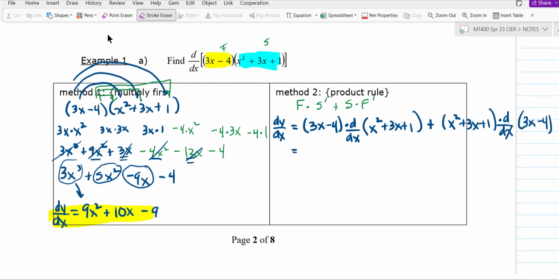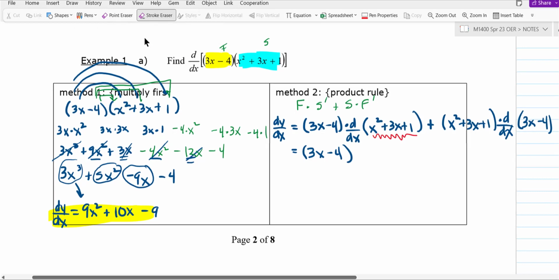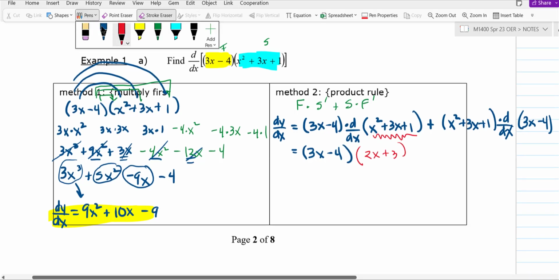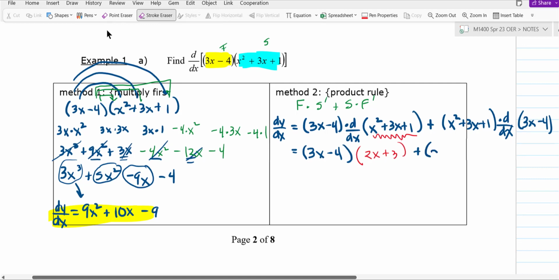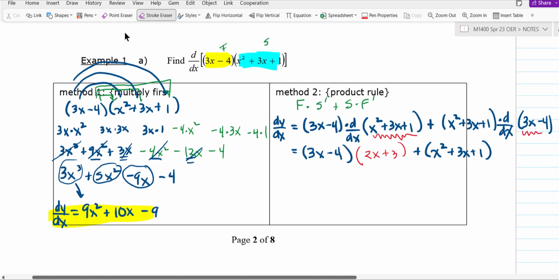Now, the next thing I'm going to do is bring the 3x minus 4 down. And again, we're just going to work out these two derivatives. Okay, so the derivative of x squared plus 3x plus 1, what is that in your head? 2x plus 3, good. So we just write 2x plus 3 down. Okay, that's good. Okay, bring the rest of it down. I bring down the second, x squared plus 3x plus 1, like that. Okay, then in my head, I do the derivative of 3x minus 4, which is what? 3. There we go. So see, right there is your derivative.